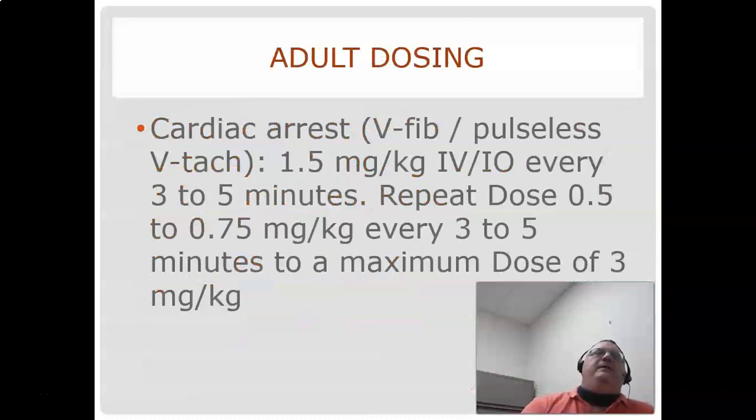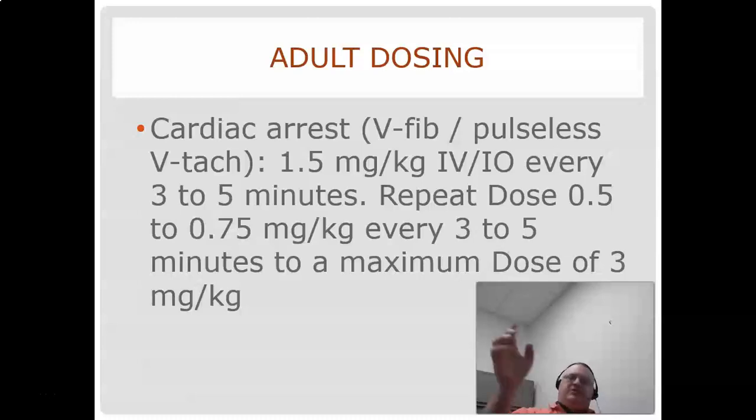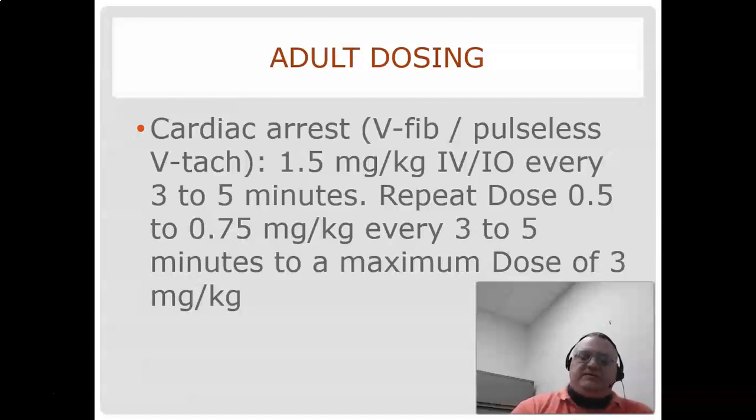Dosing. This is where it gets hairy. Dosing. Cardiac arrest. It's 1 to 1.5 milligrams per kilogram IV push every 3 to 5 minutes. And then you repeat it with a half of a dose. Okay? So if I started out and I gave 100 milligrams, my second dose would be 50, third dose 50, up till I reach 3 milligrams per kilogram. My max dose is 3 milligrams per kilogram.